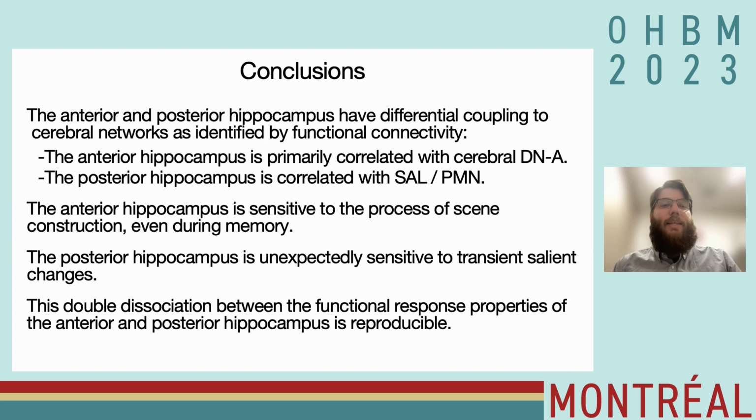We also found that the anterior hippocampus is sensitive to the process of scene construction, even during a memory task. And the posterior hippocampus is unexpectedly sensitive to transient salient changes. This functional double dissociation in the response properties of the anterior and posterior hippocampus is reproducible across two independent datasets.